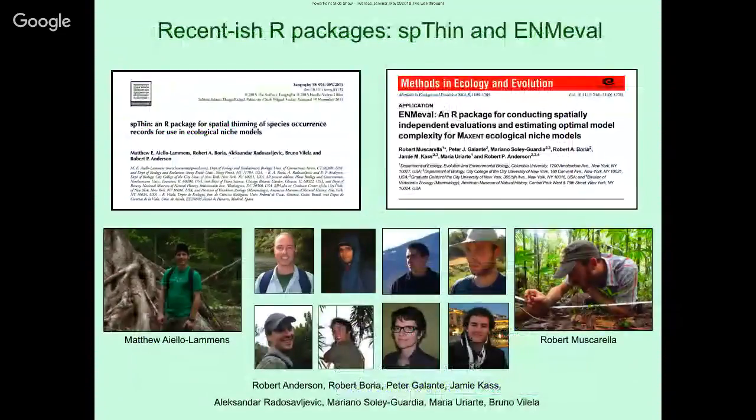Our team came out with some recent-ish R packages, namely spThin, which does spatial thinning of occurrence points to reduce spatial bias and spatial autocorrelation, and also ENMeval, which iterates model building in Maxent and allows you to do model selection. And so we wanted to disseminate the methods in these packages to a broader audience than just the ecologists who code all the time.